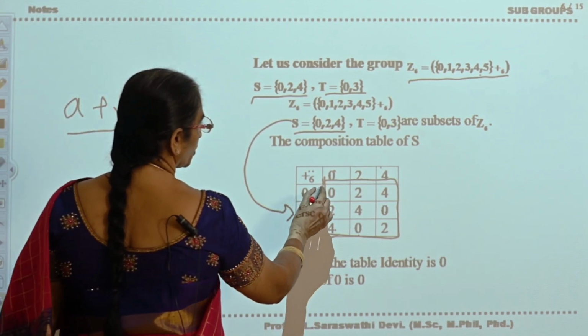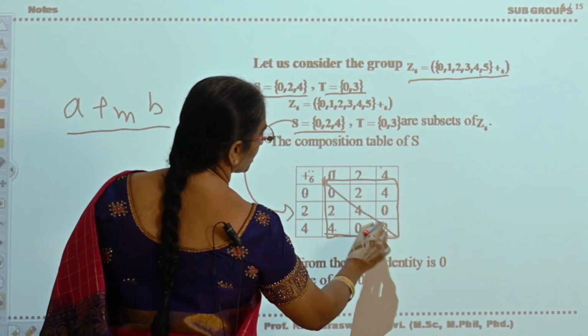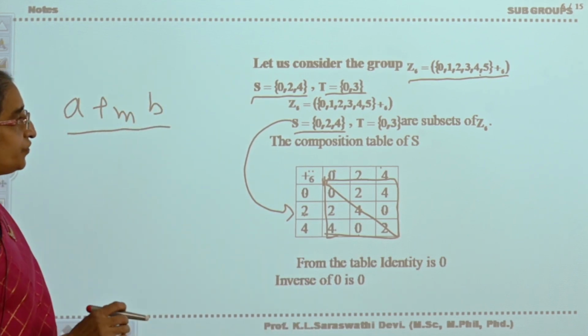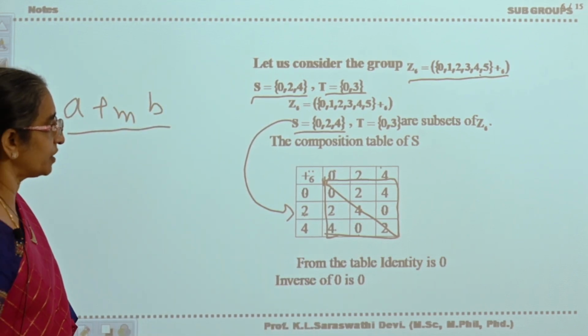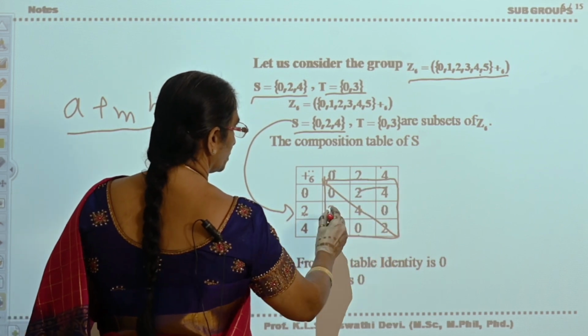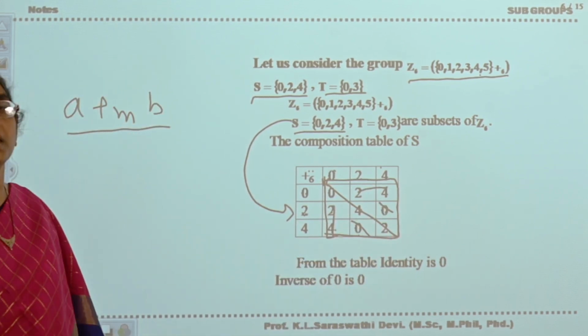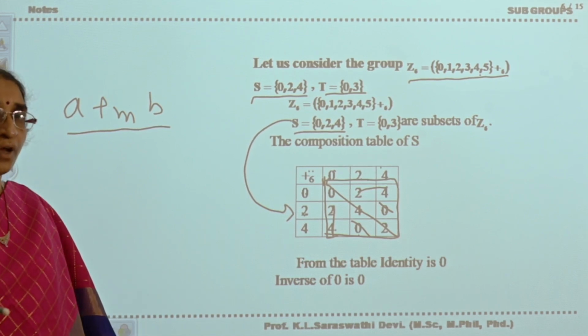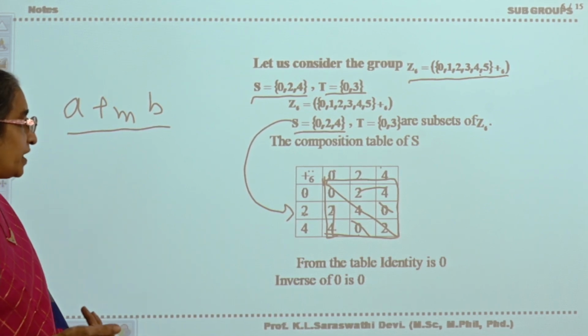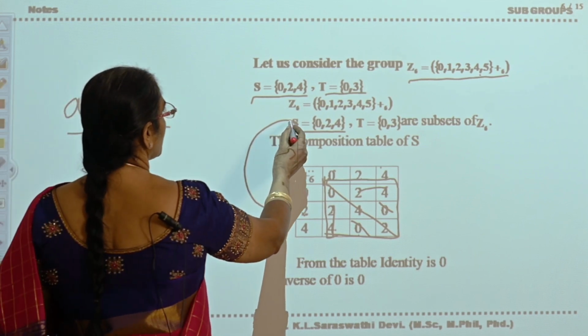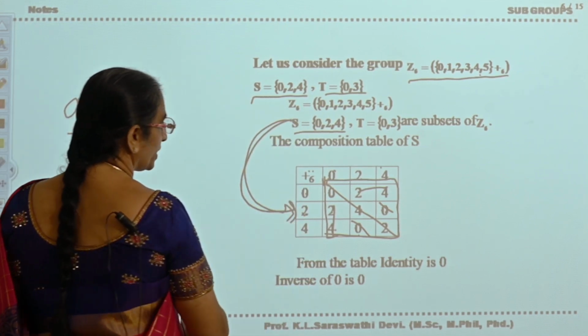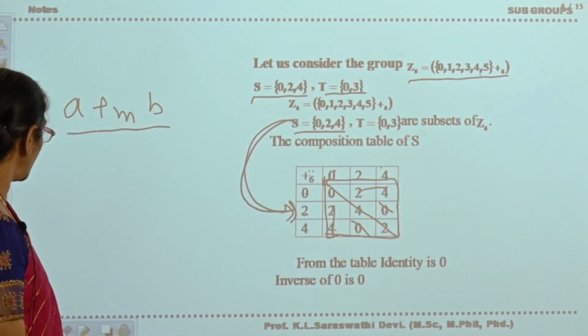Next, draw the principal diagonal. After drawing the principal diagonal, if you observe, here it is 2, 4, 2, 4, 0, 0. So, the entries are placed in symmetric order. Therefore, the abelian property is satisfied. Therefore, S is an abelian group.